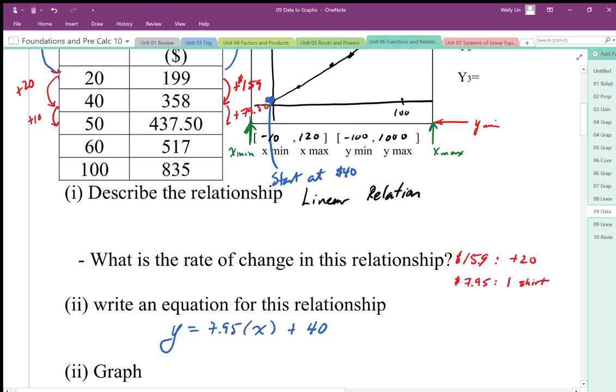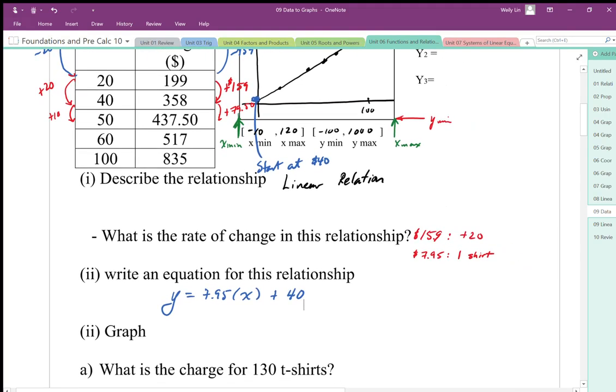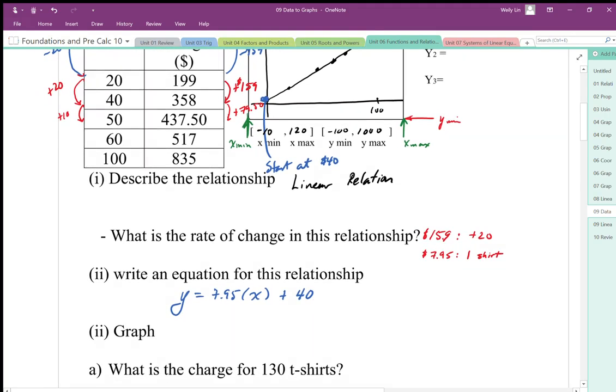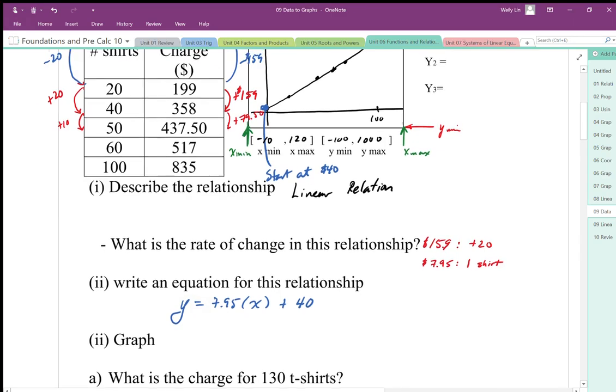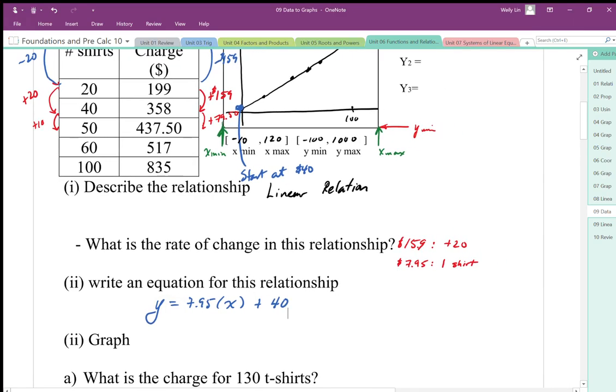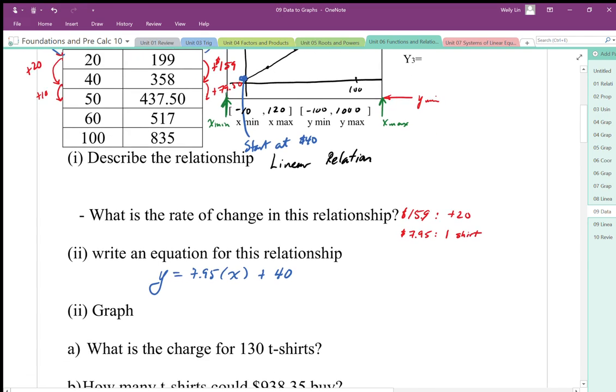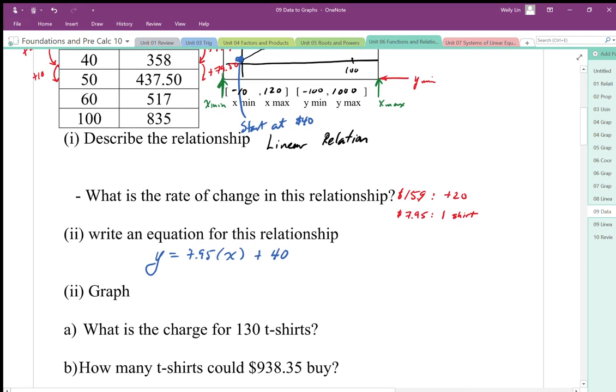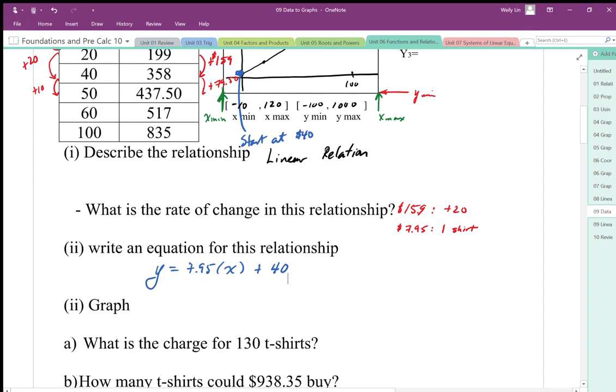So this is how I'm going to describe these linear relationships. I have this rate or slope, and I have this starting point. Remember, those are the two things that describe a straight line, the slope and a starting position. If we can figure out what those things are and relate it to the equations, we can come up with an equation that looks like this. So this is my equation.